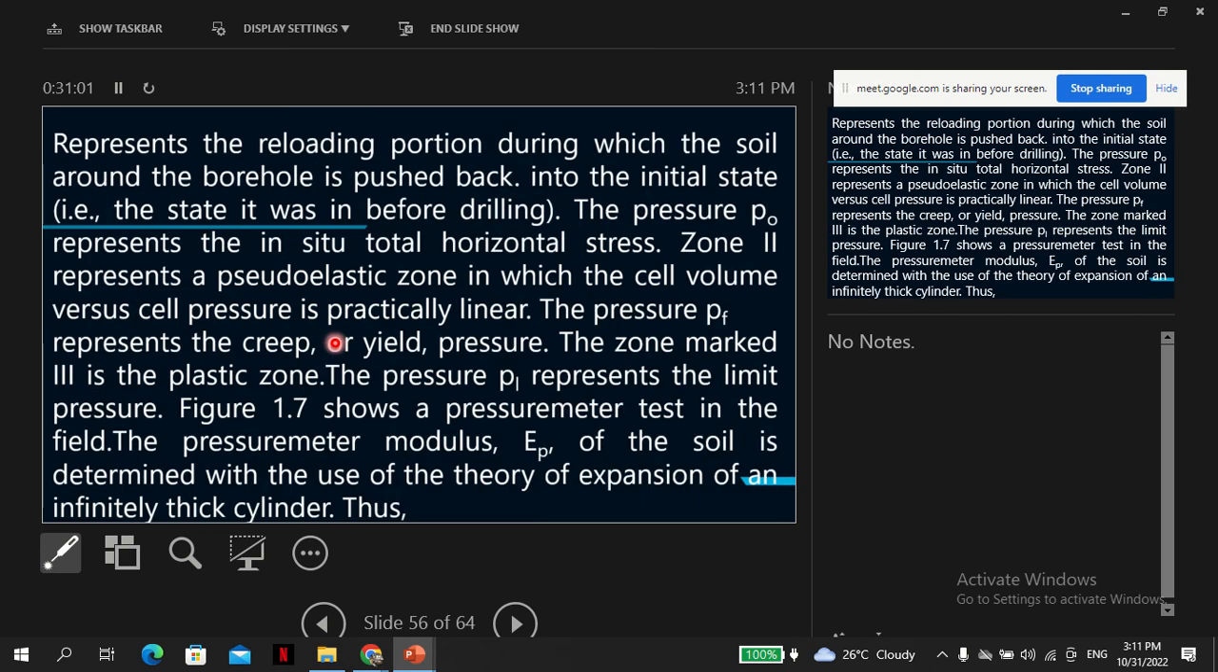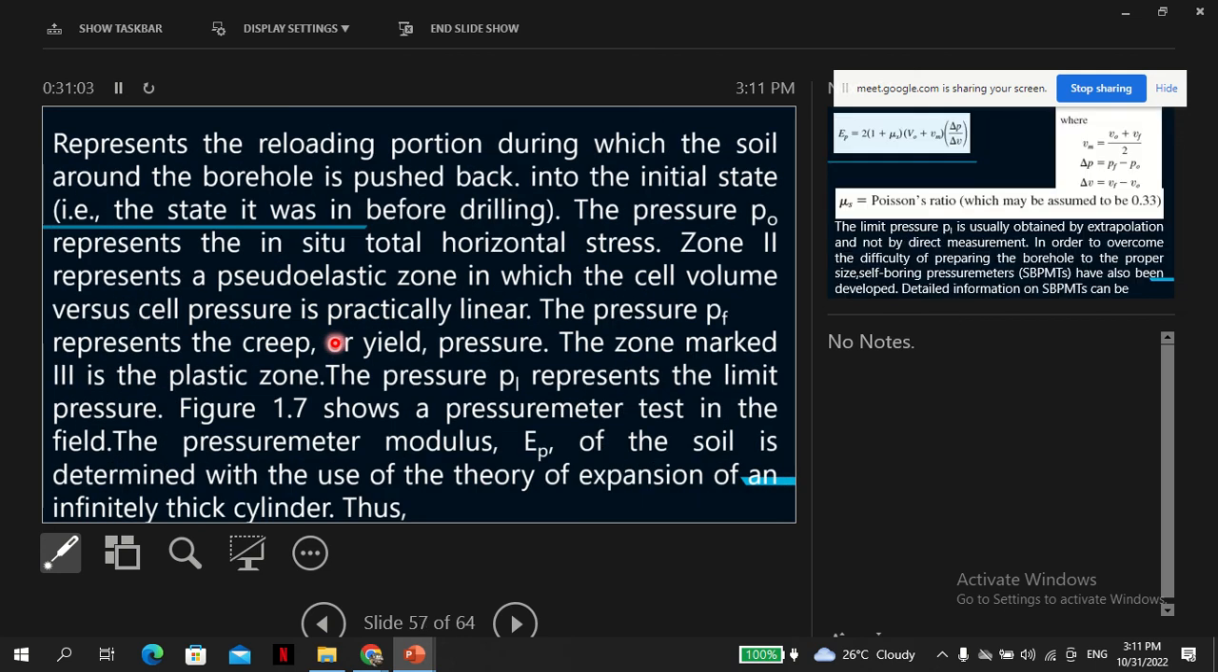So this represents the reloading portion during which the soil around the borehole is pushed back to the initial state before drilling. The pressure P naught represents the in situ total horizontal stress, and 1,2 represents the elastic zone. The cell volume versus the cell pressure is practically linear. The PF represents the creep or the yield pressure. The zone marked 3 is the plastic zone. The pressure P1 represents the limit pressure.